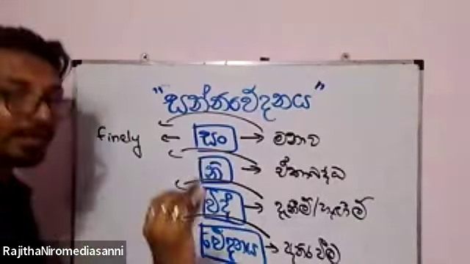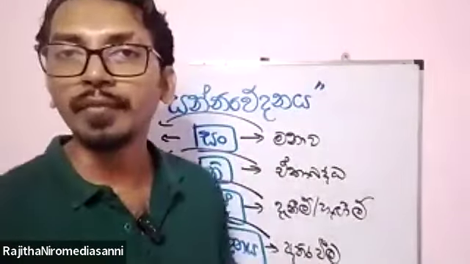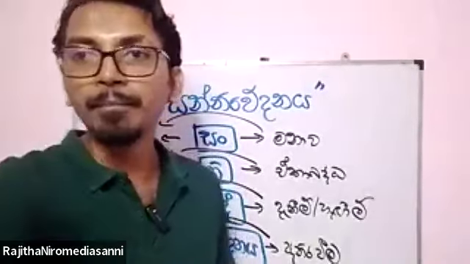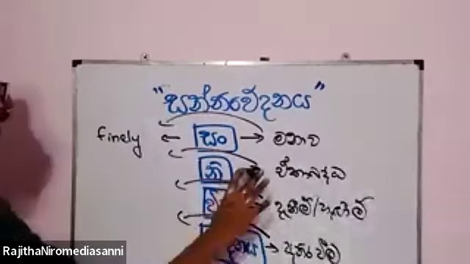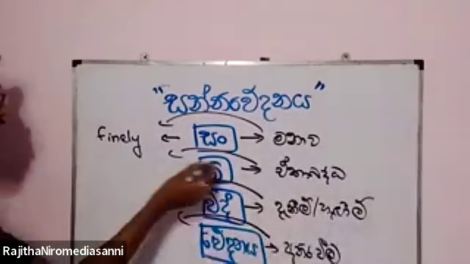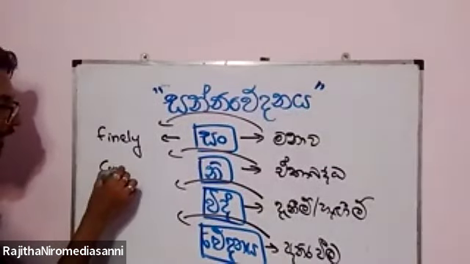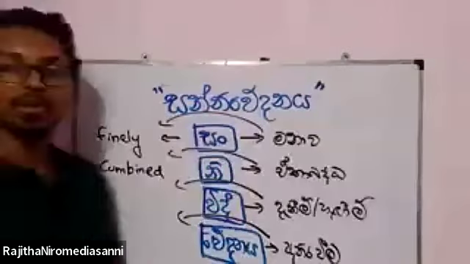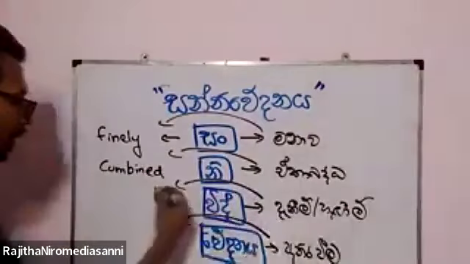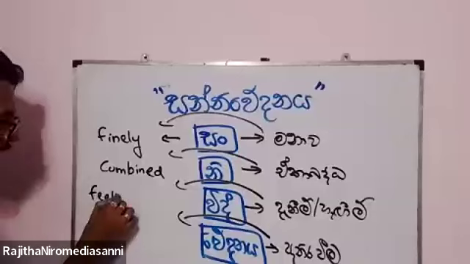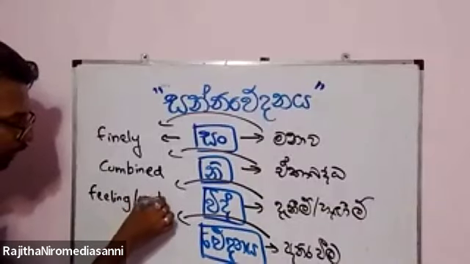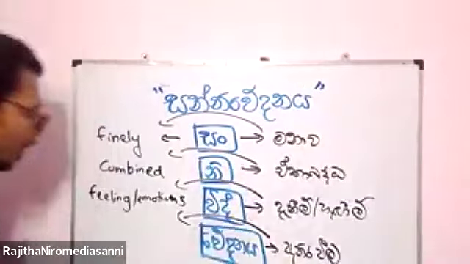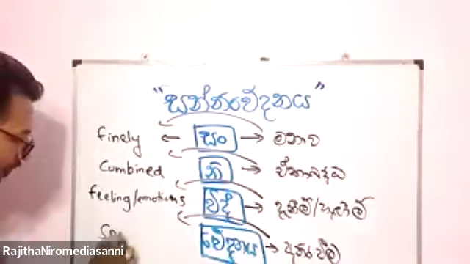Finally. Okay. Ekabandha means combine. Feelings. Sometimes we can use emotions. Both, we can use emotions. And category means predict.